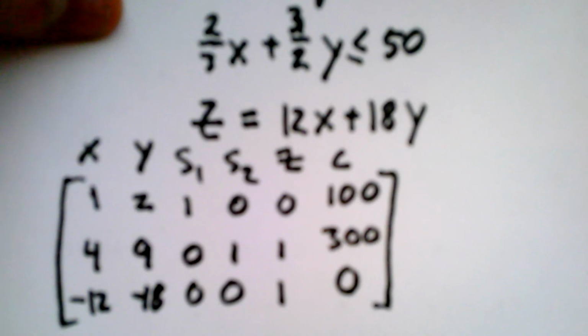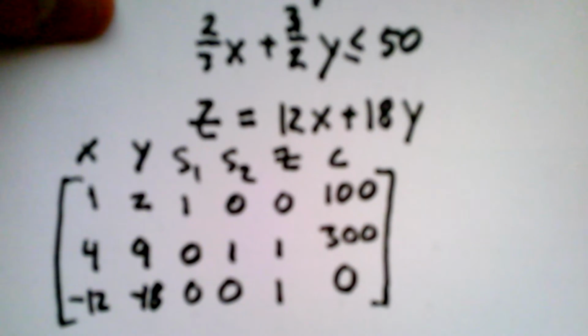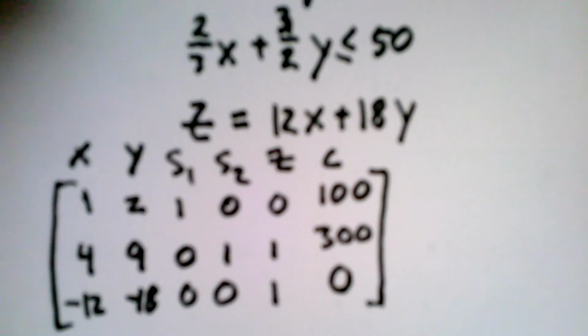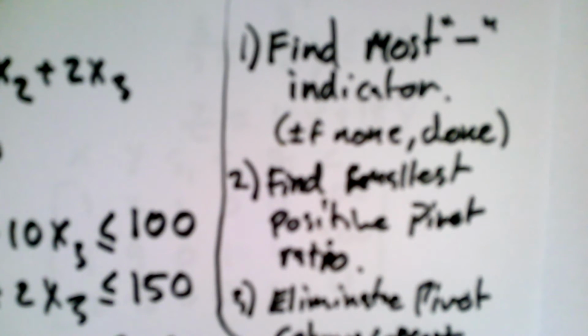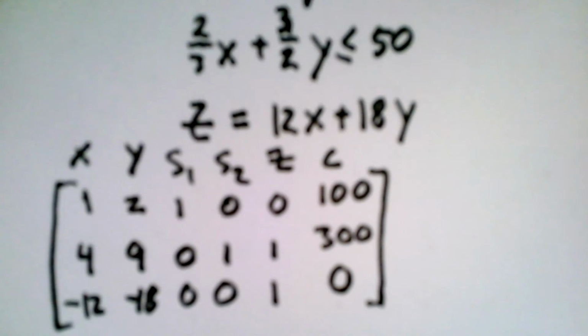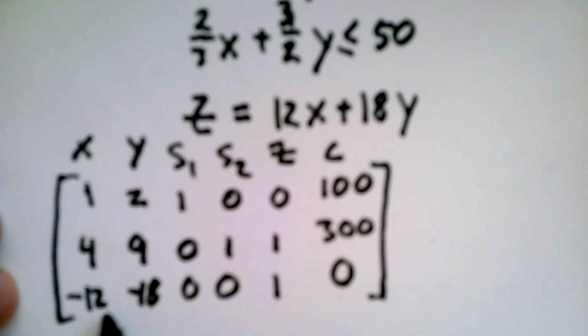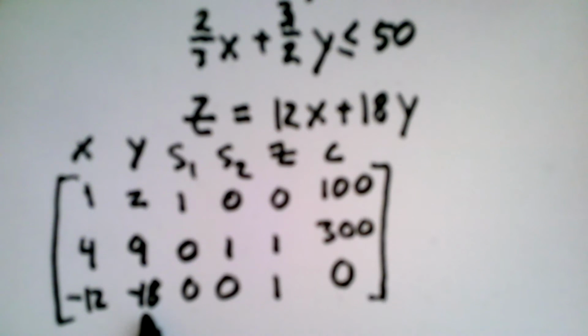Now, what we do, the first step, if we pull up our method from Tuesday, goes like this. First, we find the most negative indicator. If all of our indicators are positive, we're done. Looking at our indicators, they are the bottom row except for the last entry. So our indicators are these 5 numbers: negative 12, negative 18, 0, 0, and 1. We look for the most negative of them, which is negative 18. That tells us that the Y column is our pivot column. Now, we move on to the next step.